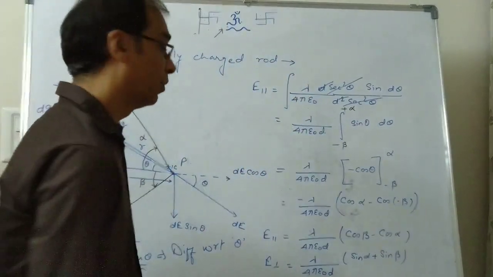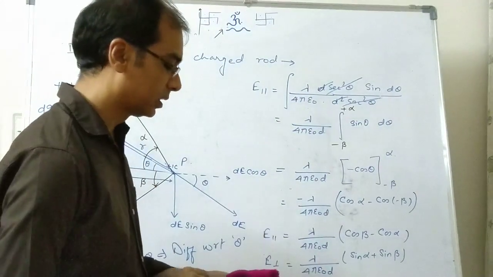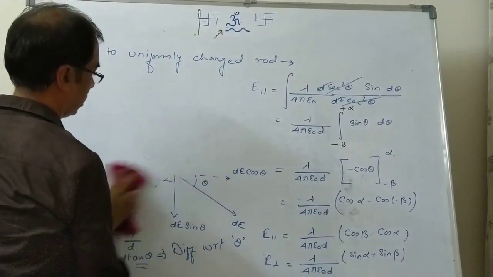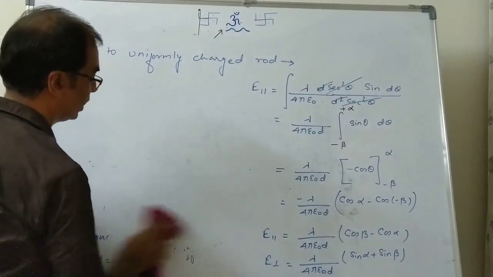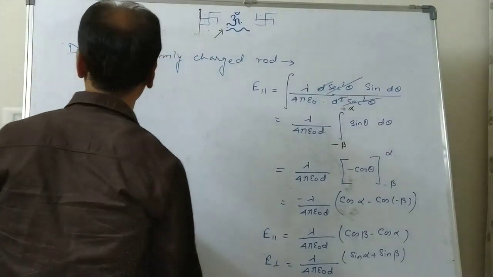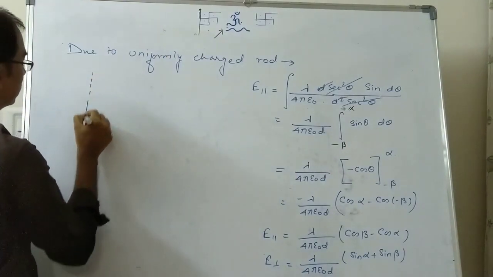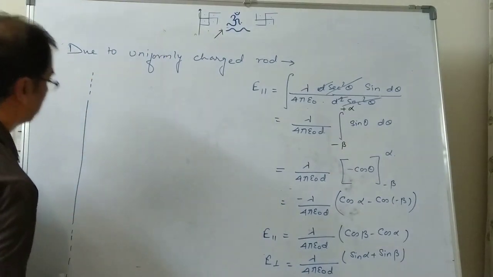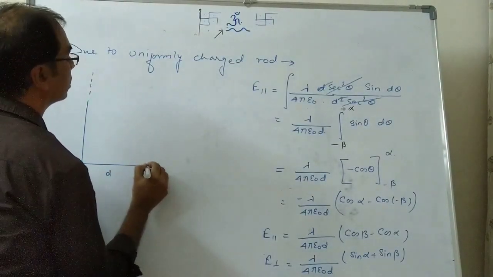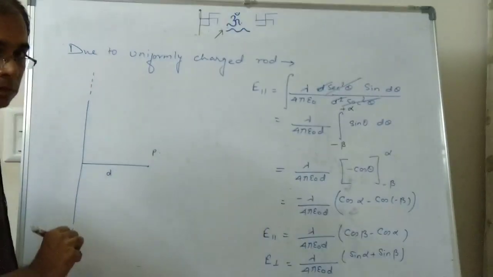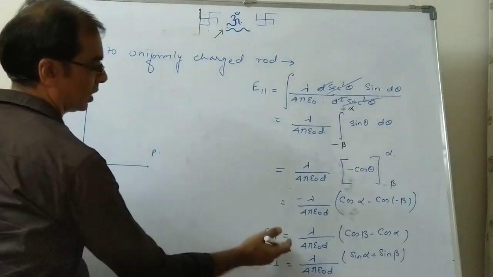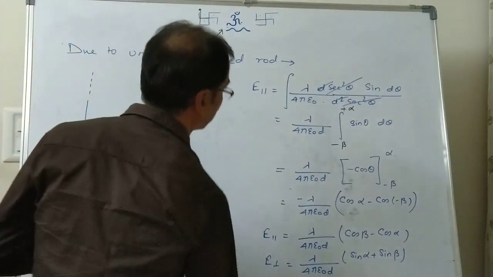Is it clear? Now we can have different cases for this one. What are the cases? Let's try and understand. If this is going to be an infinite length wire, okay, this is how we show an infinite length wire. And this point here is exactly in the middle. Then what will be E perpendicular and what is E parallel? So first of all, the formulas are here only.